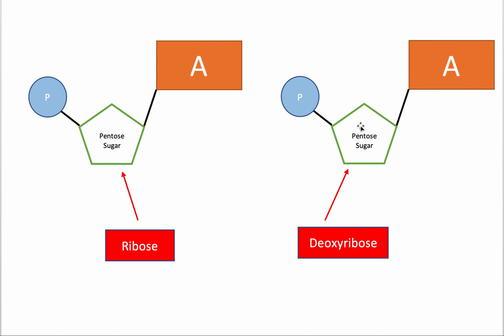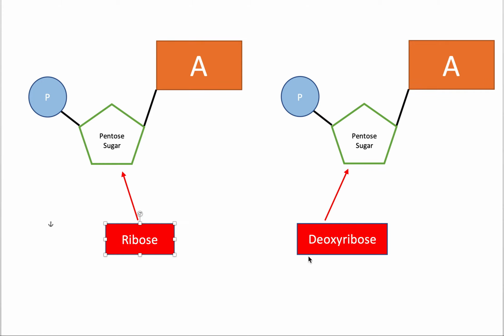So the major last difference is this sugar. Although they look the same here, there's a small difference. They have a different name. These sugars are both sugars, but they're different types. So in DNA, it will be deoxyribose sugar, whereas in RNA, it will be ribose sugar.